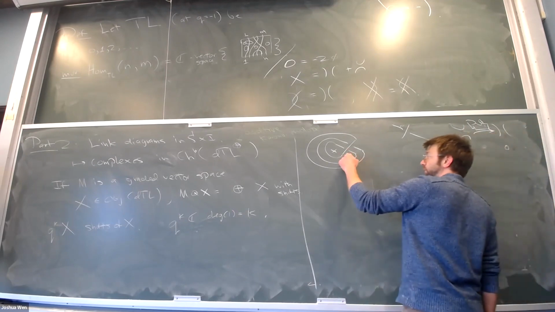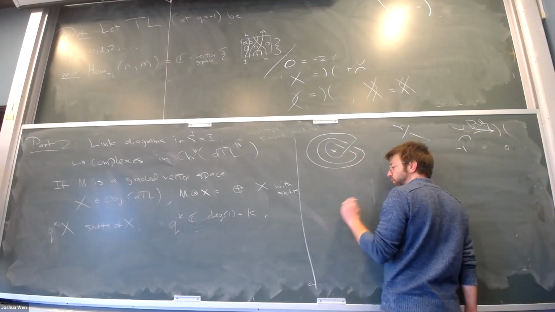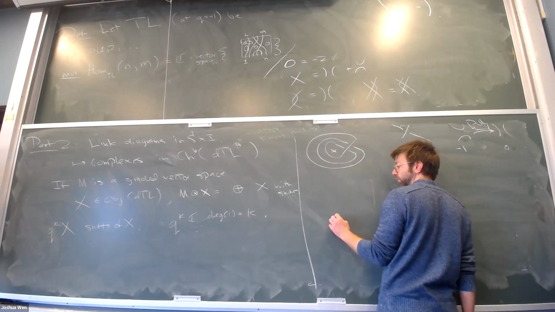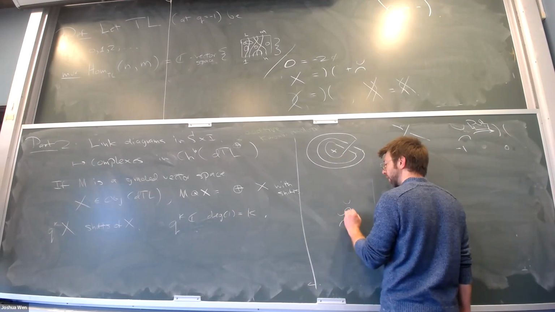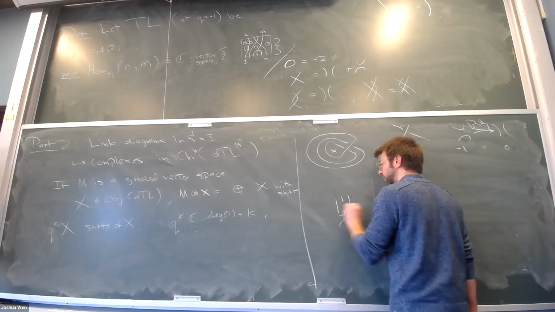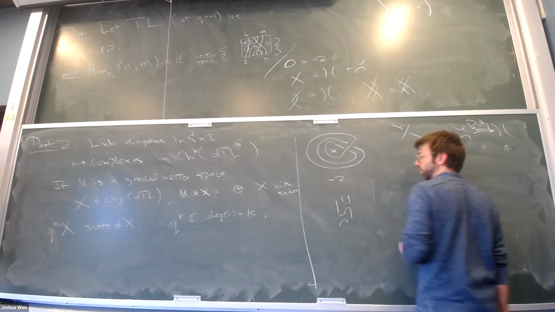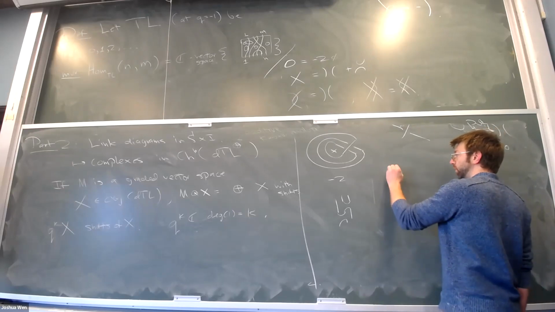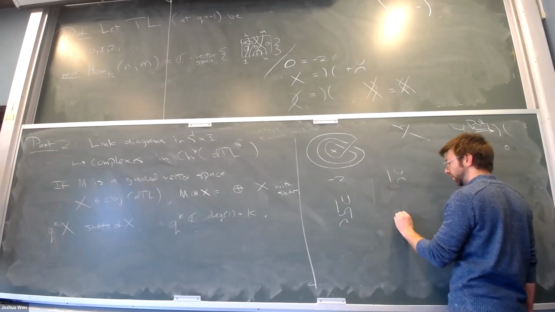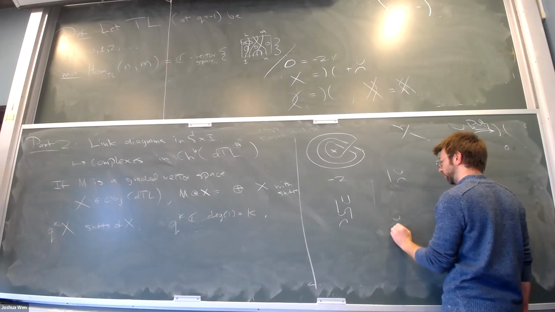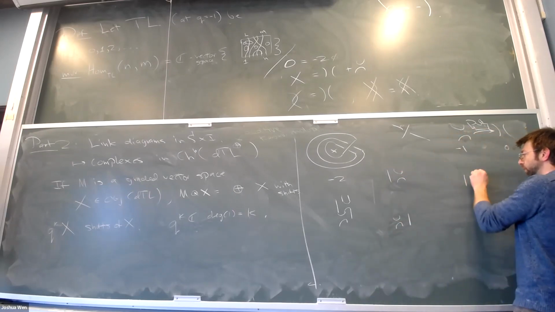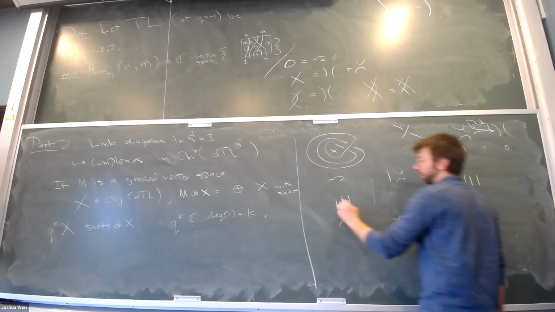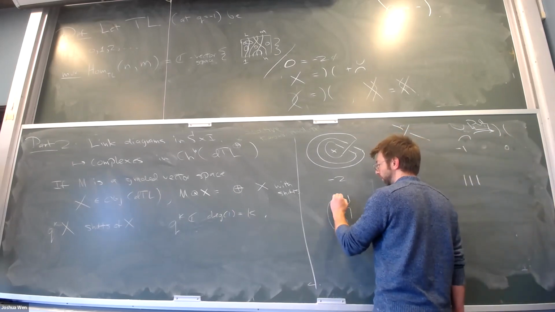I have two crossings, which means I'm going to have a two by two square of resolutions. I can resolve both with the negative one resolution, or I can resolve one with the zero resolution and the other with the negative one resolution, or I can resolve them both with the zero resolution. And then the rest of the picture.